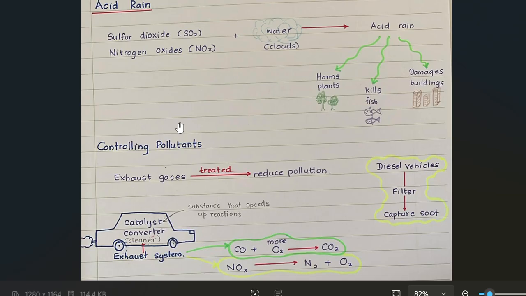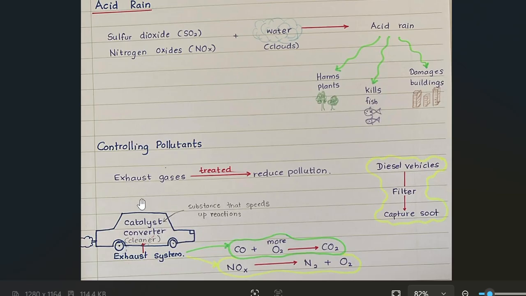So how can you control these pollutants? Now these exhaust gases which come out from vehicles, factories, and power plants can be treated to reduce the pollution. In diesel vehicles, there is a filter to capture soot. Then in these vehicles, you can see there's a catalytic converter. Catalyst means a substance that speeds up reactions. Remember, you must have learned this in biology.